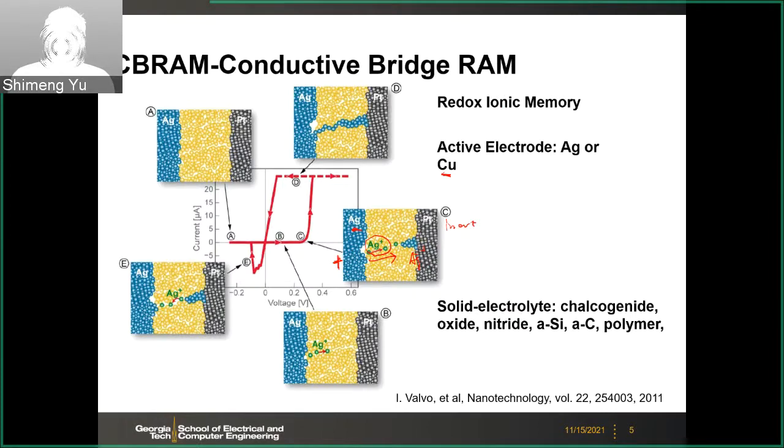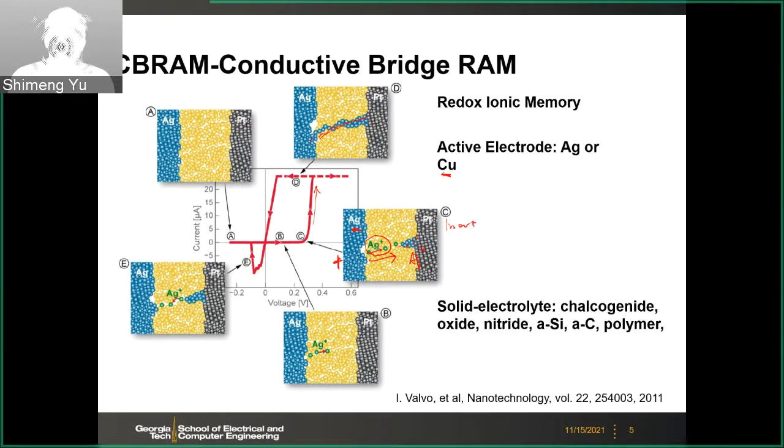So you will deposit the silver on the other side. So you will gradually accumulate the silver. And then at certain points, you grow this filament from the other side. And then once the filament touches, or let's say connects the 2 electrodes, then the current will substantially increase. So this is like the set process.